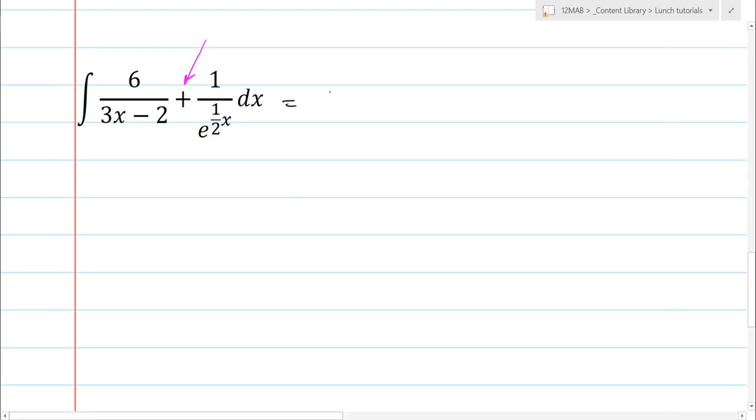So let's have a look at this in process. The first term is actually already pretty well done. So what I'm going to do is write it down as 6 times 1 over 3x minus 2. That just helps me to understand that that 6 doesn't have to be part of the integral. And in this case, it's easier if it's not. So I'm going to write 6 times that, and then I'm going to write plus e to the power of negative a half x. So I'm just applying that negative indice concept to transform it to e to the power of negative a half x. And of course, I've still got dx.